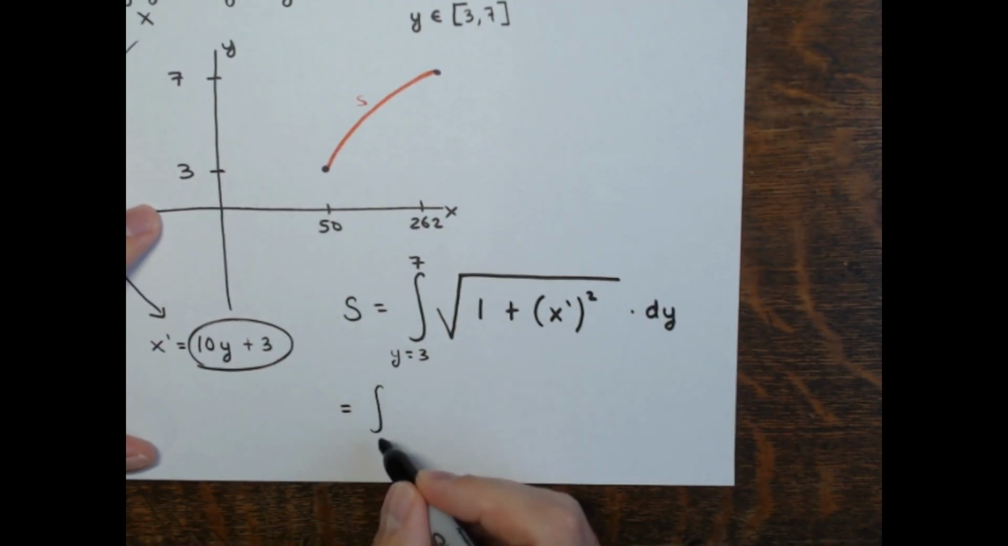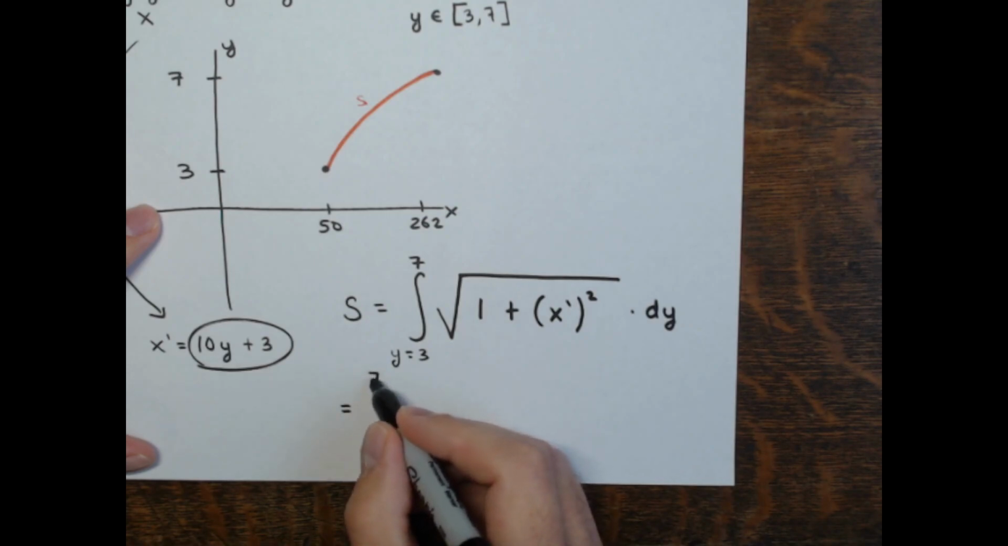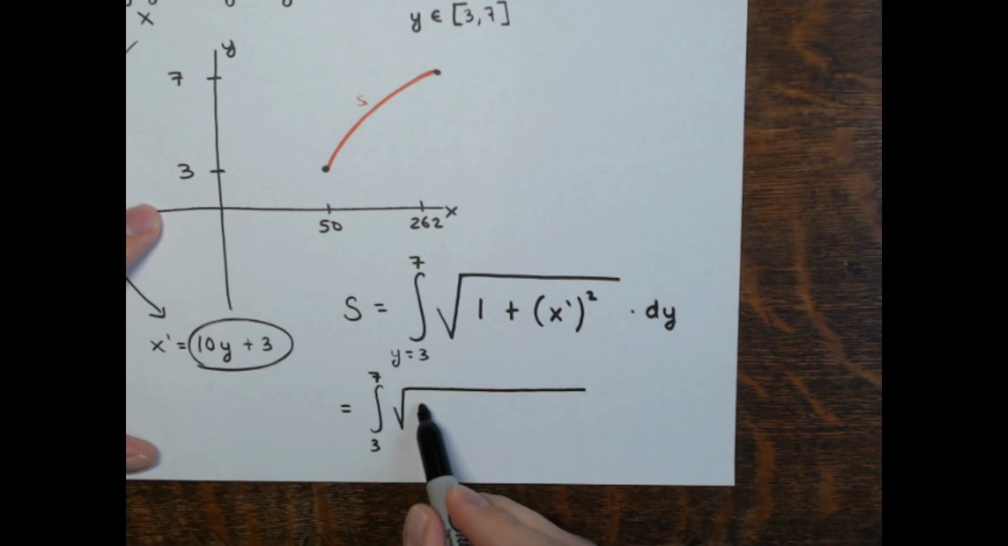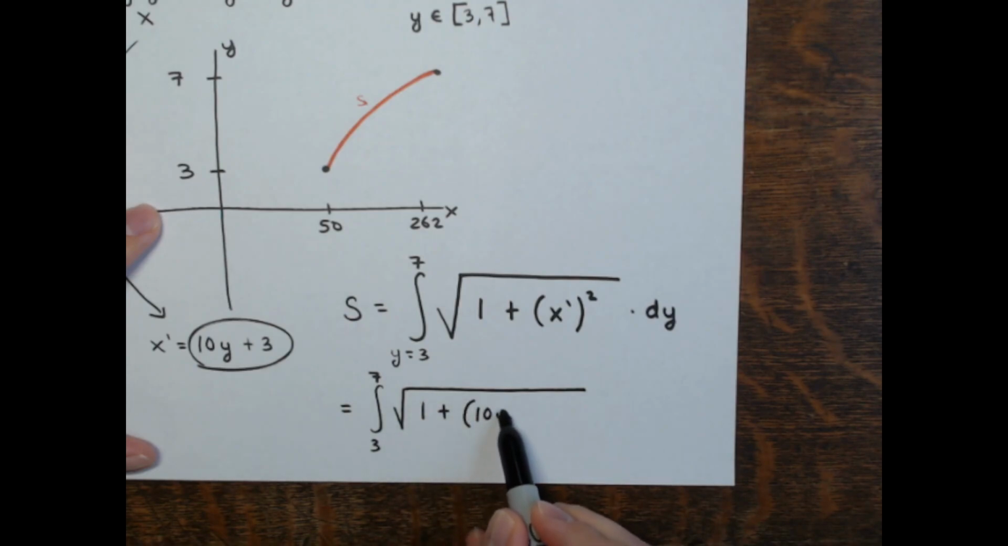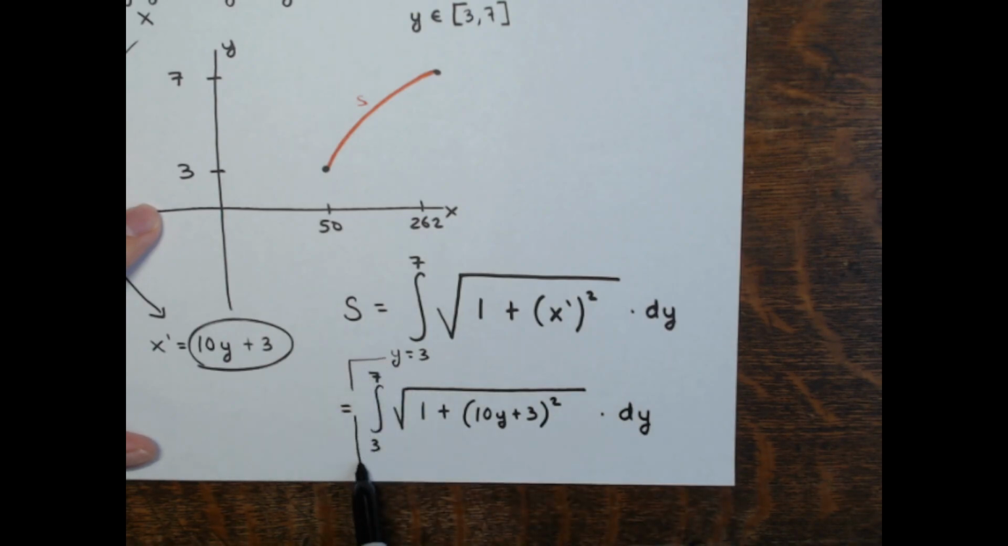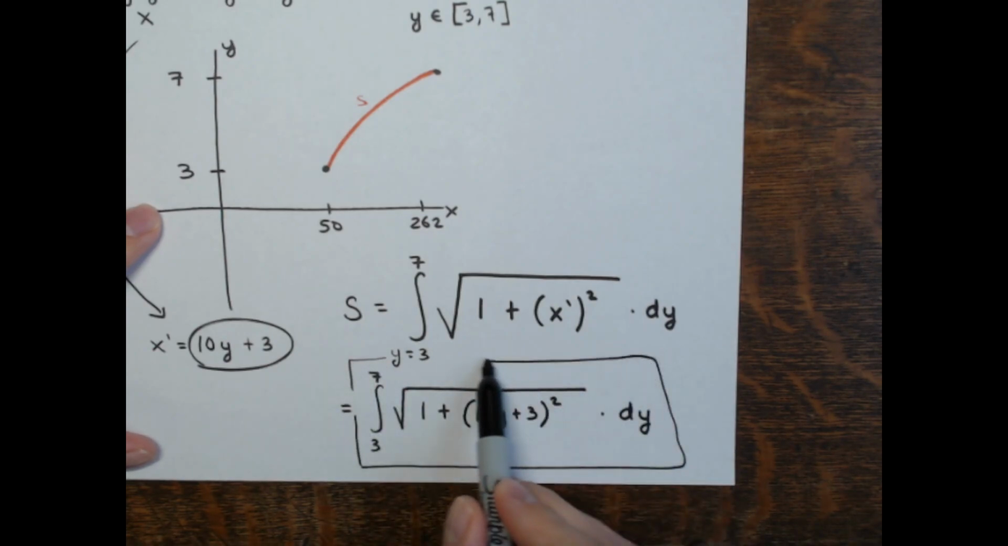This is the integral from y equals 3 to y equals 7 of the square root of 1 plus the quantity 10y plus 3 squared, and then times the dy on the outside. And this is it. This is all they want you to do.